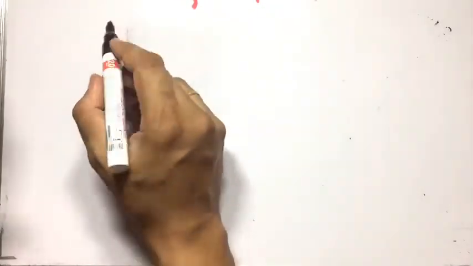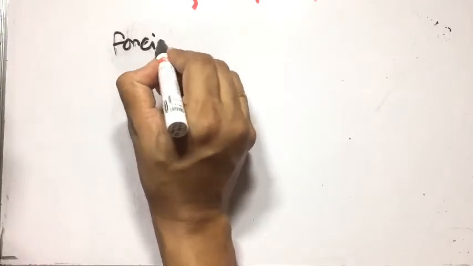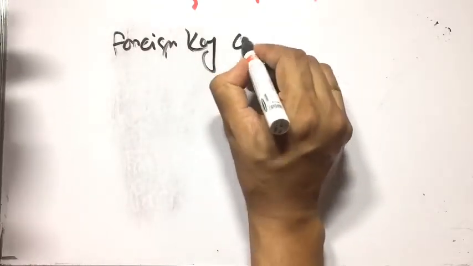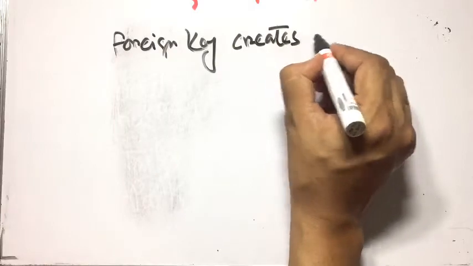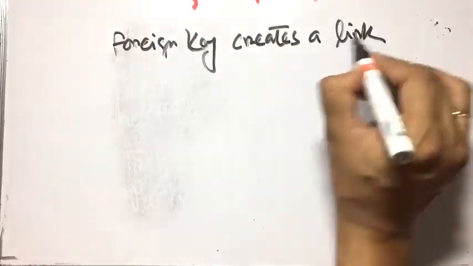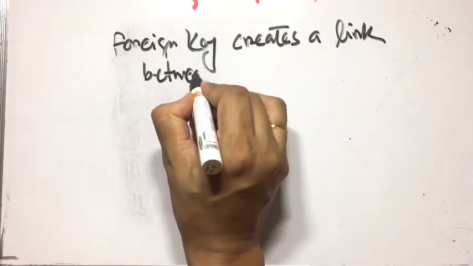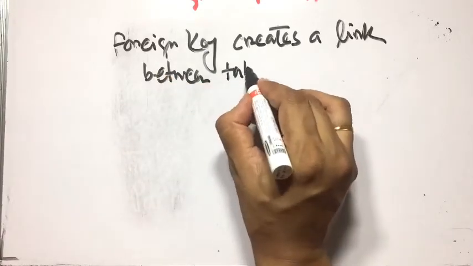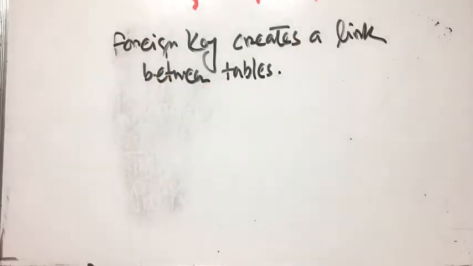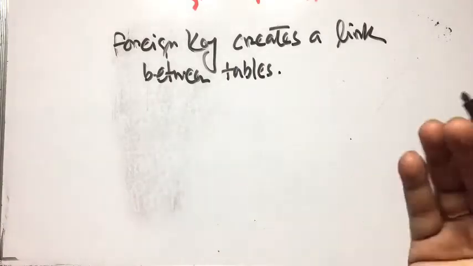It provides the link from one table to another table, then another table, and so on. So this is the reference between two tables. A foreign key creates a link between tables. So this is the association between two tables.